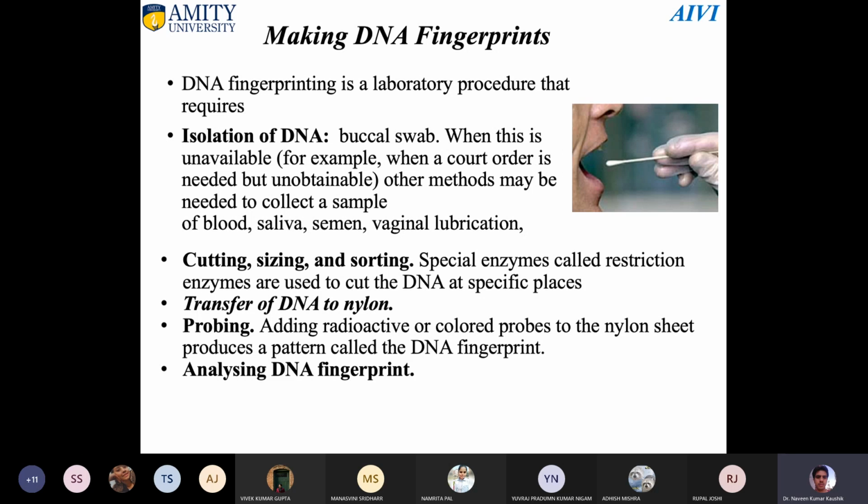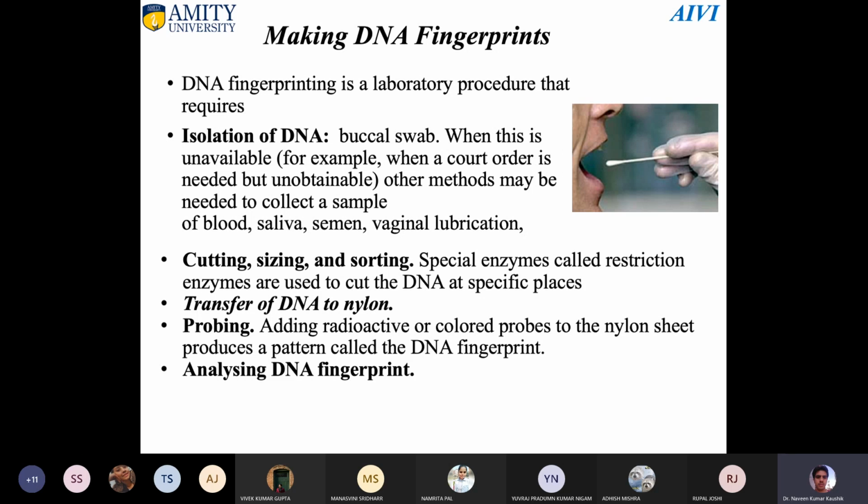Okay, so for that purpose, if you remember when we were talking about the Alec Jeffreys experiment, how he found a criminal, he took a blood sample. So blood was taken out, and they isolated the DNA from the blood. But you can't get DNA from blood every time.